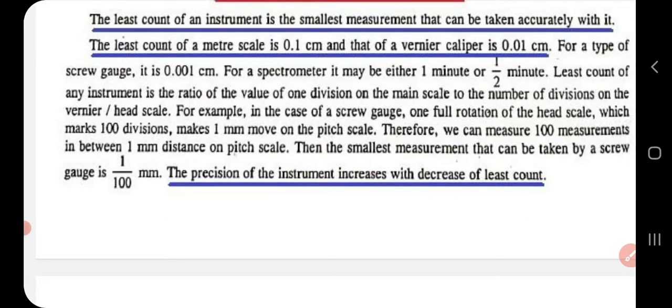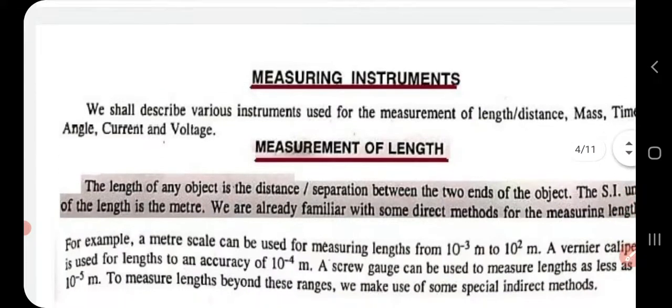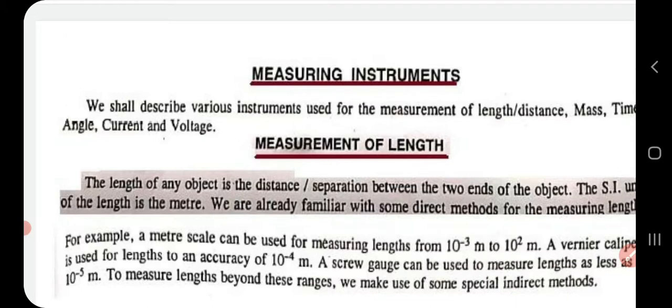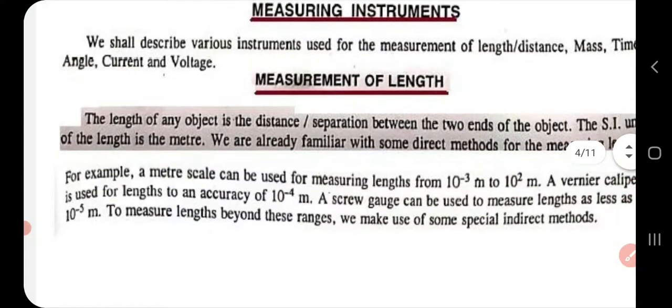Okay, so this is how least count is measured. Now the precision or accuracy of an instrument increases with the decrease of least count. Now for measuring length, this length is actually the distance or separation between the two ends of an object. Its unit is meter. So using a meter scale, you can measure length from 10 raised to minus 3 meter to 10 raised to 2 meter. Using a vernier scale, you can measure length to an accuracy of 10 raised to minus 4 meter, whereas using a screw gauge, you can measure the length to an accuracy of 10 raised to minus 5 meter, etc.